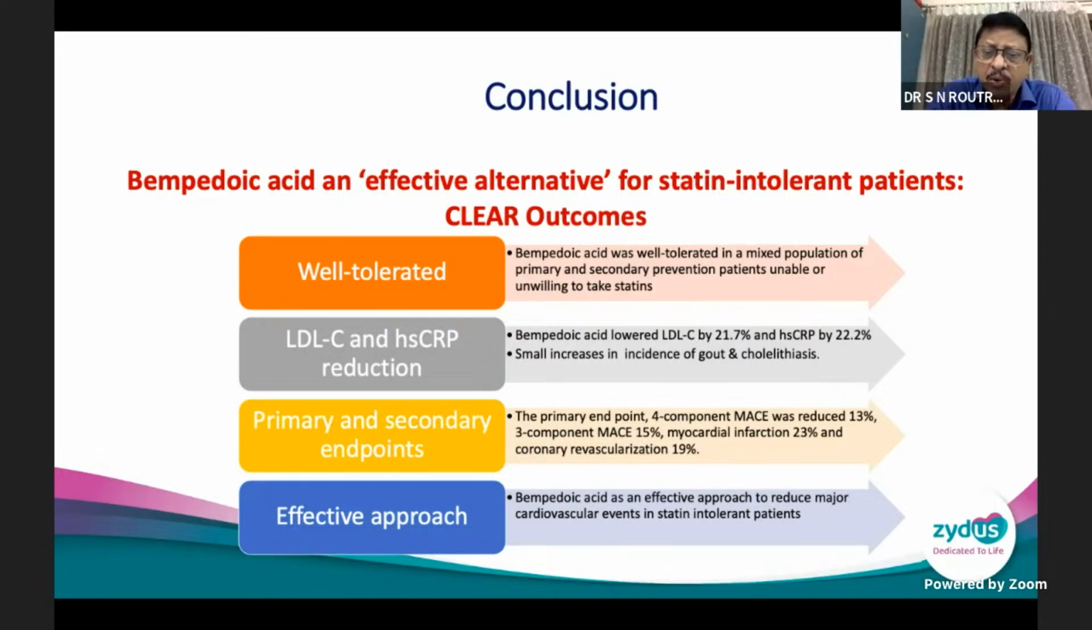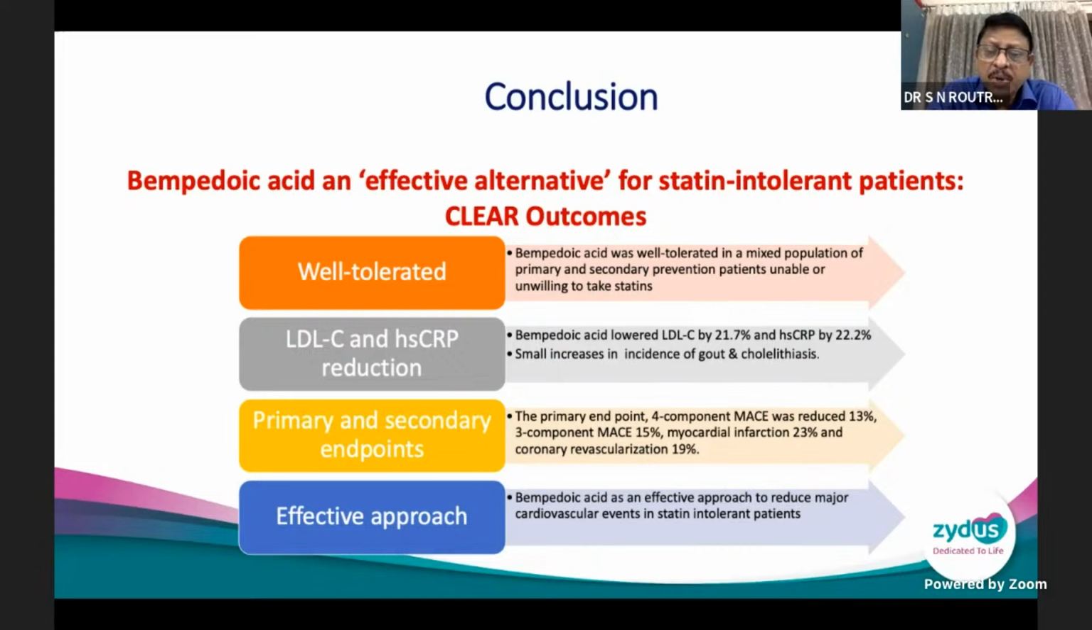You see the primary and secondary endpoints. For the primary endpoint, 4-point MACE composite was reduced by 13%. 3-point MACE composite was reduced by 15%. Myocardial infarction was reduced by 23%, and coronary revascularization was reduced by 19%. So there is a substantial risk reduction, which is statistically significant as compared to the placebo in this study.